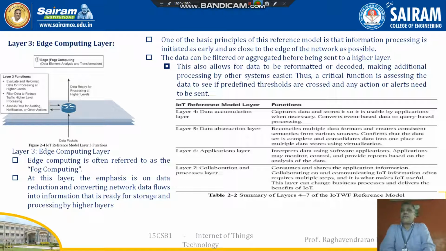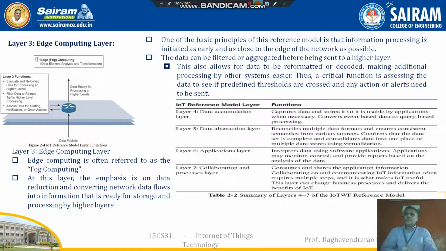Next is the data accumulation layer, where the captured data is going to be stored for the applications, where it is necessary that the data is shared. Query-based processing is going to be done in this. And the data abstraction layer reconciles multiple data formats, because as I said, sensors in different locations produce different data.